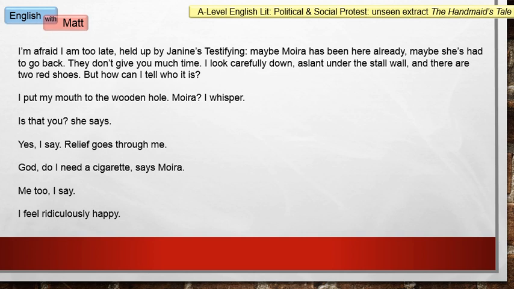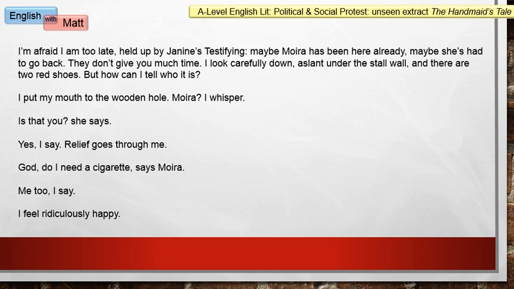I'm afraid I am too late. Had it by Janine's testifying. Maybe Maura has been here already. Maybe she's had to go back. They don't give you much time. I look carefully down, aslant under the stall wall, and there are 2 red shoes. But how can I tell who it is? I put my mouth to the wooden hole. Moira, I whisper. Is that you, she says. Yes, I say. Relief goes through me. God, do I need a cigarette, says Moira. Me too, I say. I feel ridiculously happy.